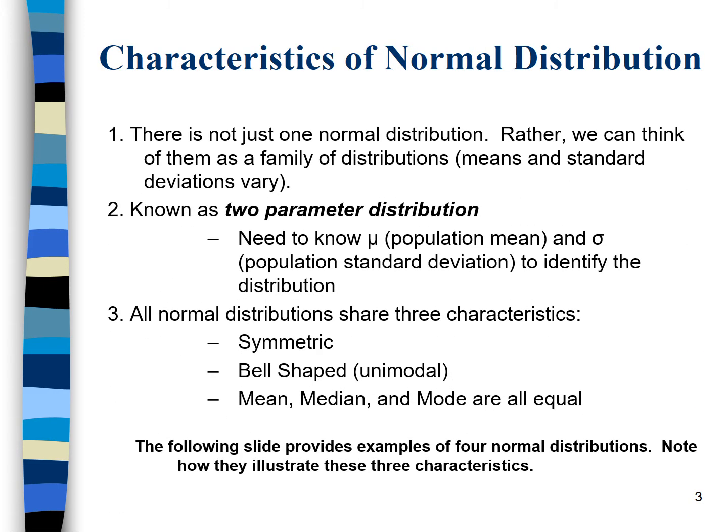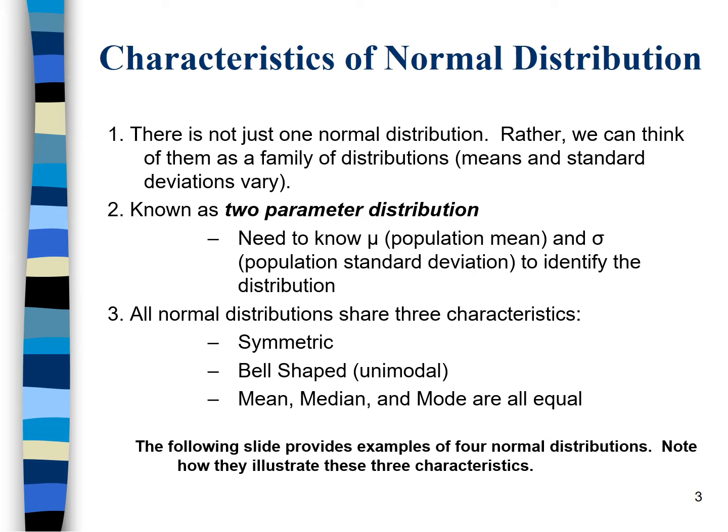One thing to remember about the normal distribution, even though we call it the normal distribution, there's not just one normal distribution. Rather, we can think of them as a family of distributions where the central point of the distribution may change or the overall width, the variability, the standard deviation may be different. But all normal distributions have similar characteristics, and we'll see that here in just a second.